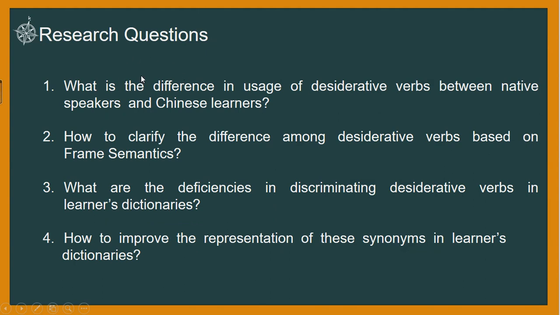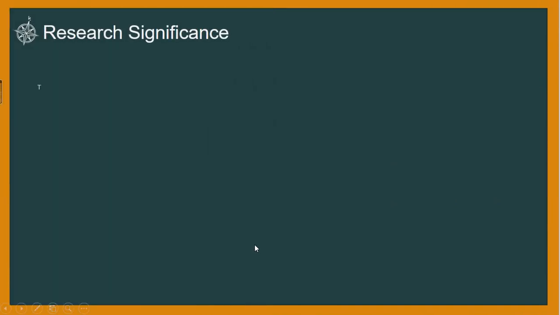The research question covers 4 ones. Number 1, what is the difference in usage of desiderative verbs between native speakers and Chinese learners? Number 2, how to clarify the difference among desiderative verbs based on frame semantics. And number 3, what are the deficiencies in discriminating desiderative verbs in learners' dictionaries? And the last one, how to improve the representation of these synonyms in learners' dictionary.